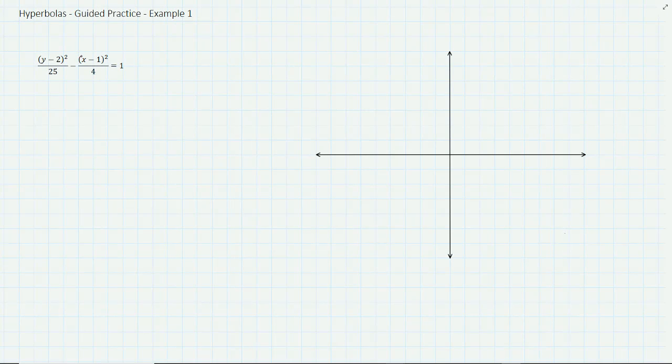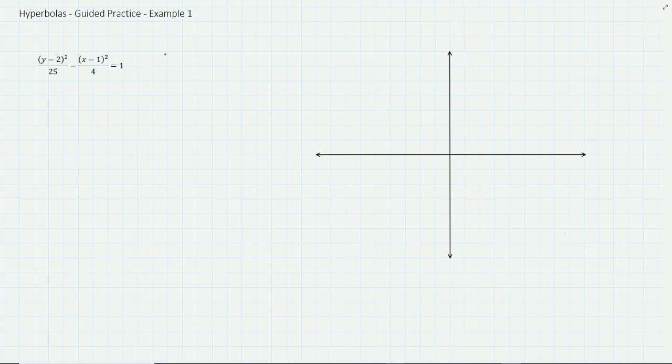Okay, so in this we're going to go through the Hyperbolas guided practice. This is going to be a three example guided practice for you guys, just to kind of get a feel for things. And this is going to be the first question. So all we're going to do is graph these hyperbolas, and then we're going to list out all of the important components that you need to know how to describe and identify. Okay, so let's just do this question.